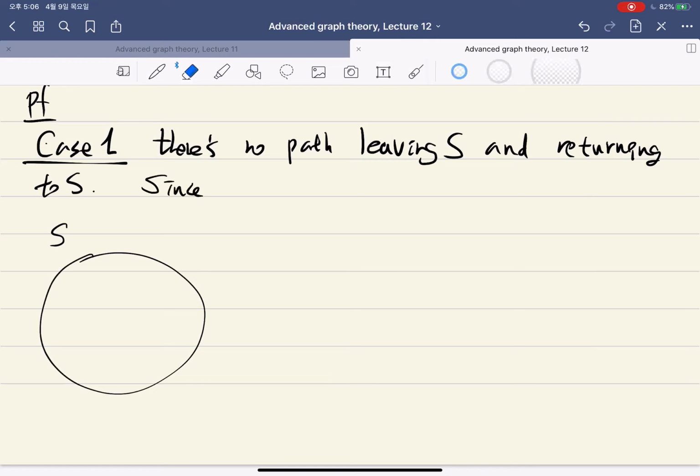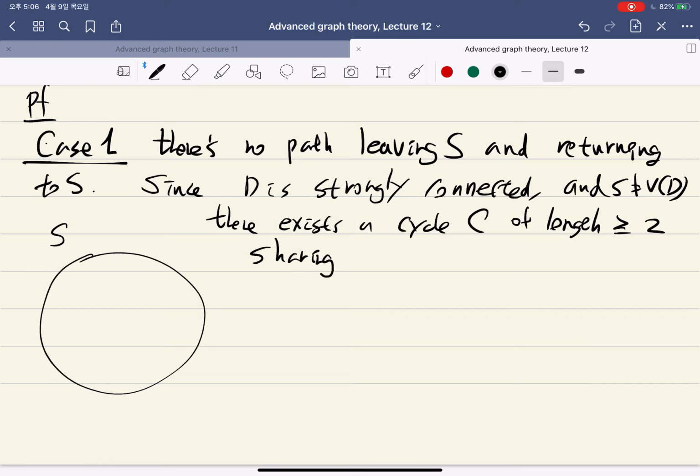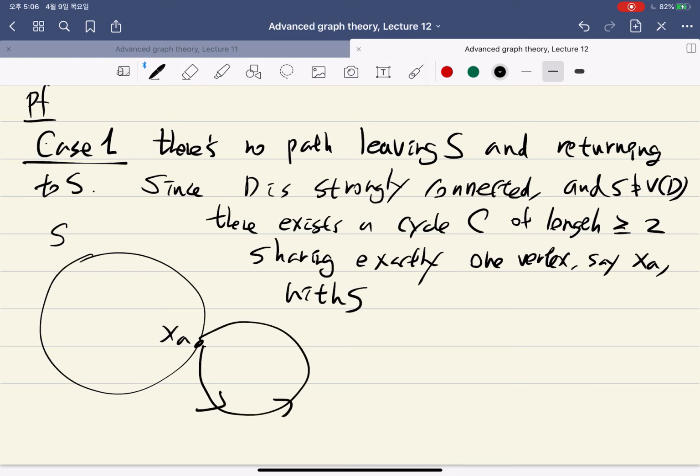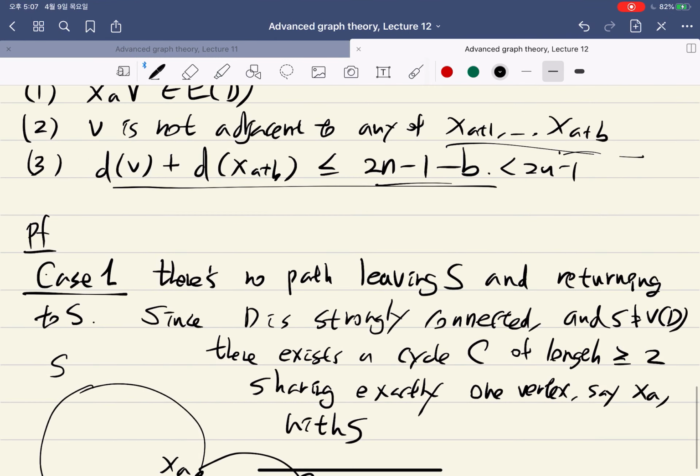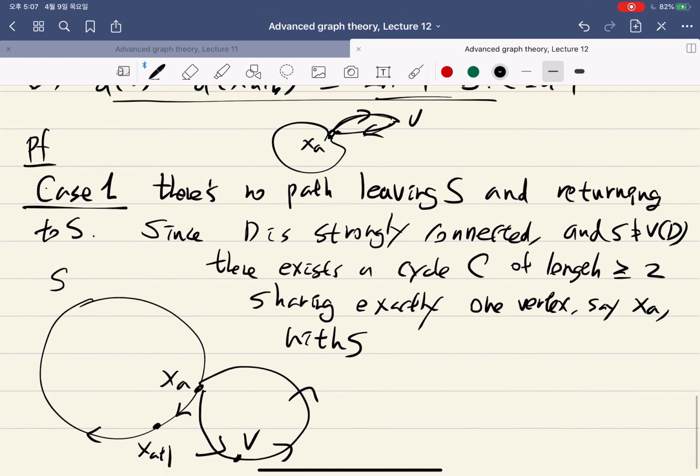then what we know is, since D is strongly connected and S is not the entire vertex set, there must exist a cycle C of length at least 2 sharing exactly one vertex, say xA, with S. So we have xA, then some cycle. Here we allow a cycle of length 2. So it could be xA, V, and this could be okay to take as a C.